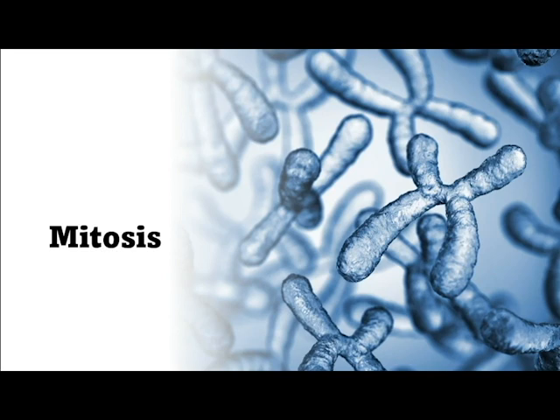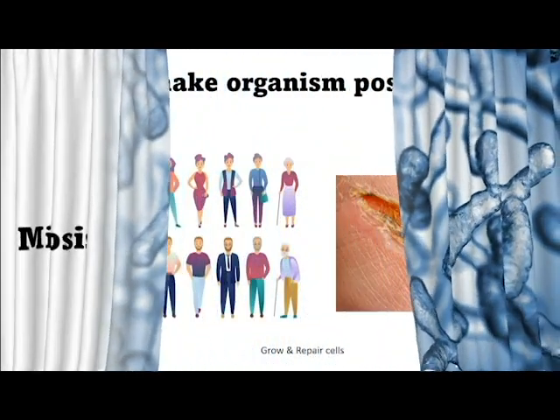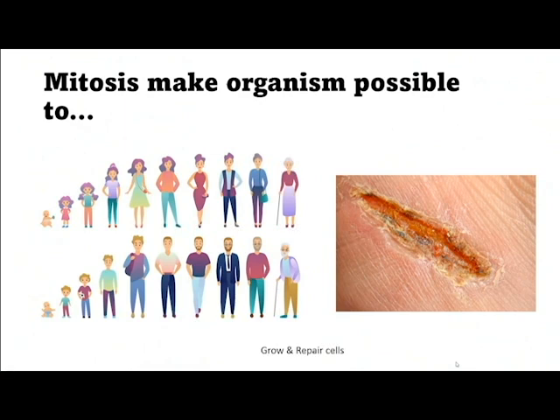Today I am going to talk about mitosis, the cell division process for the purpose of cell growth and cell repair. Generally, this process occurs when a single cell divides to form two identical daughter cells.